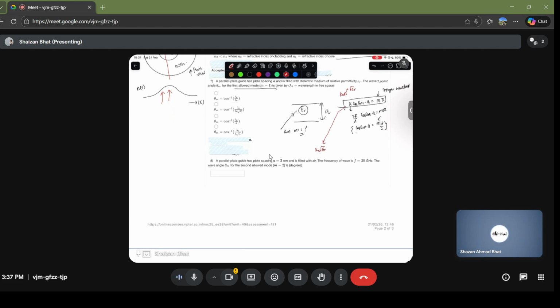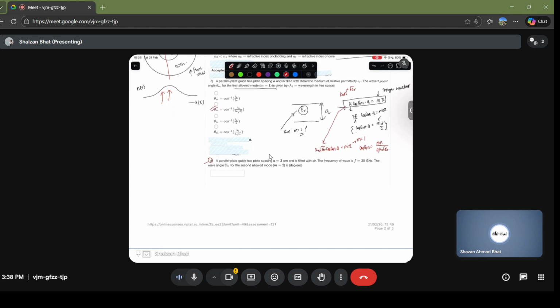So it will be k cos theta m times a equivalent to m times pi. It is given that m is equivalent to 1, so you can write cos theta m to be equivalent to m pi divided by a k naught under root of epsilon r. And similarly, theta m, you can write as cos inverse of this particular thing, which is basically part B, the answer of this question. So for question 7, part B is the answer.